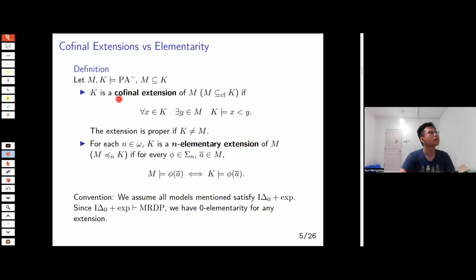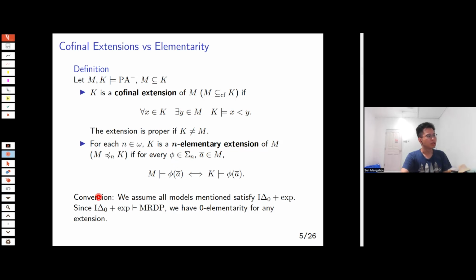So here's the central definition: cofinal extension. Roughly speaking, it's the kind of extension which does not increase the height of the model, which says that for any x in the extension K, we can find a y in the ground model such that x is less than y. So you can only add some new elements below some old element. And we say that K is an n-elementary extension if all the sigma n formulas are absolute.